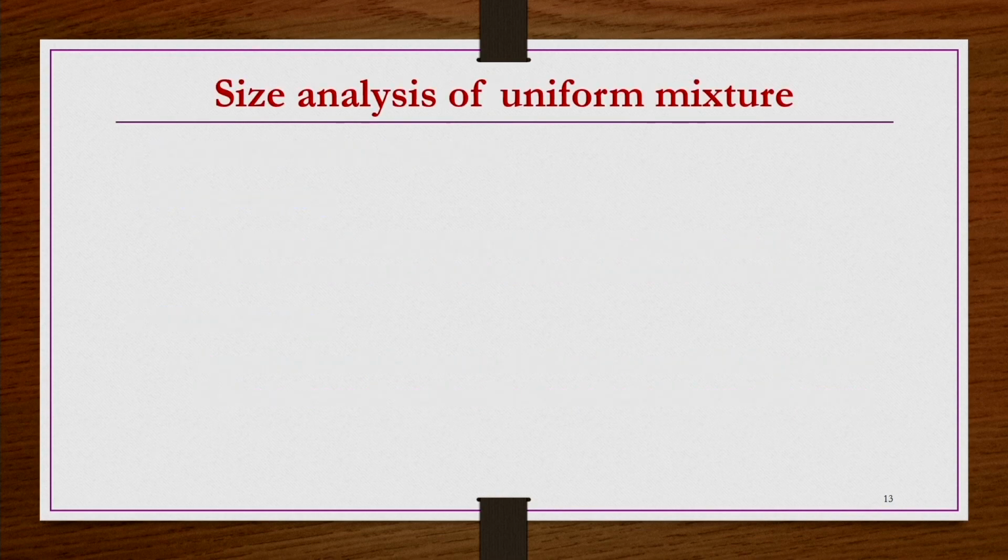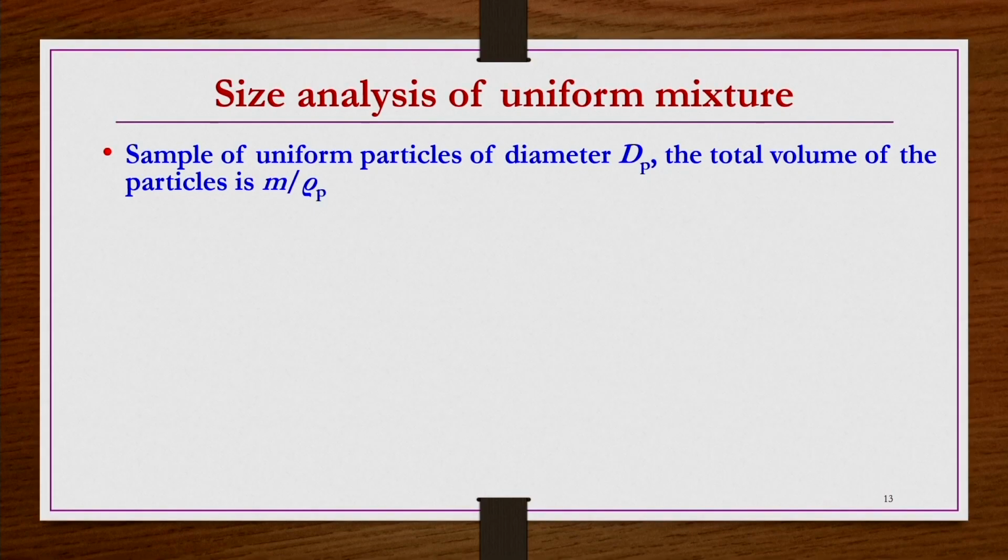Then size analysis of uniform mixtures. Let us say you have a mixture of uniform size, where all the particles in the sample have a uniform or almost uniform particle size, that is dp bar, or dp. Then it is easy to do the size analysis. So first we do the size analysis for uniform mixtures, then we go for the size analysis of the non-uniform mixture subsequently.